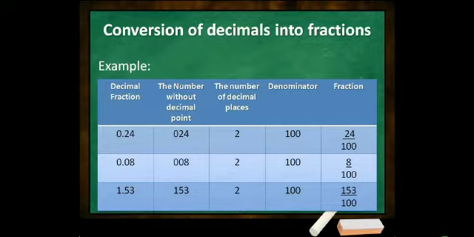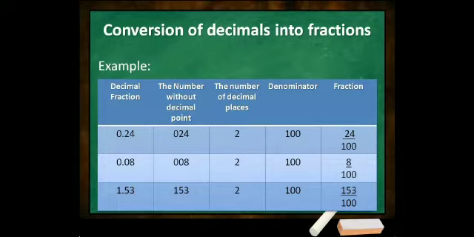Now here in the first column you have the number 0.24. When you remove the decimal point, it becomes 0, 2 and 4. After the decimal point, how many digits are there? Yes, there are two digits, that is 2 and 4. So when there are two digits, the denominator becomes 100, and when you write this as a fraction, it becomes 24 upon 100.